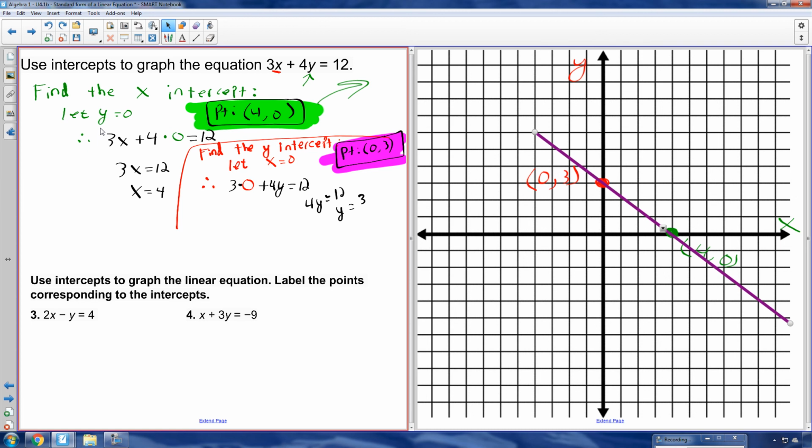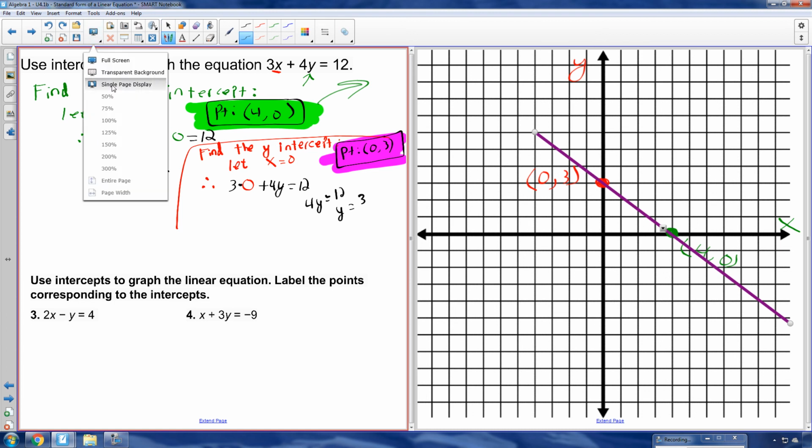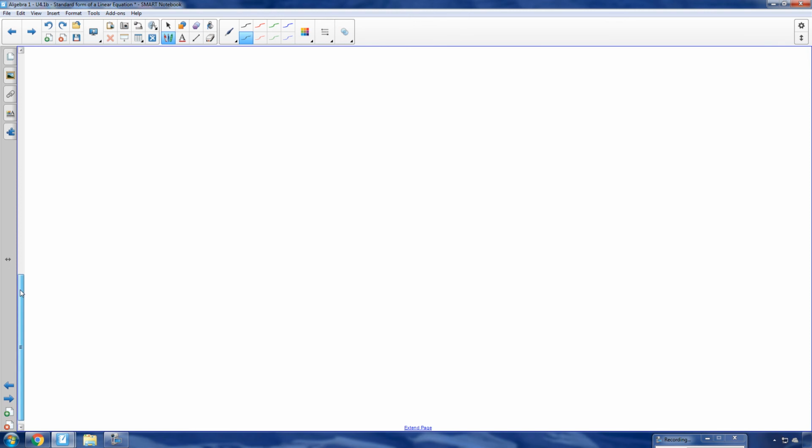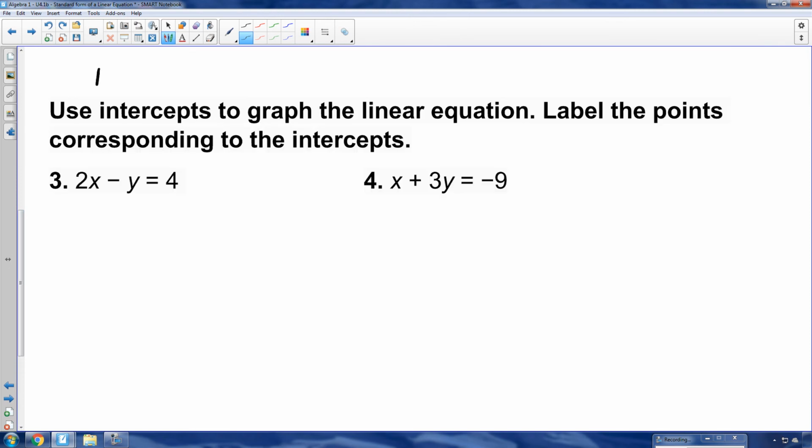Try to do this one, number 3. I want that to be your now you try. So pause the video and give number 3 a try. You can do it on a little sketched graph. It doesn't have to be perfect. Now you try means pause the video and try number 3. Good luck.